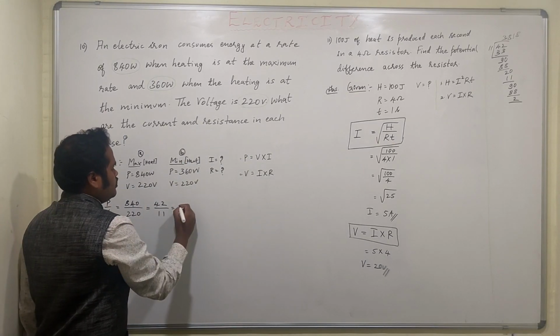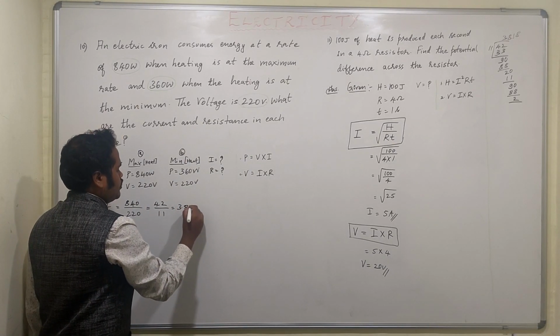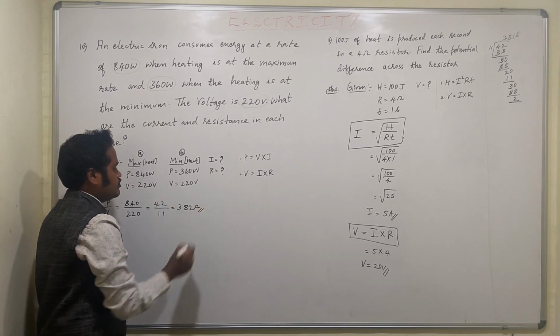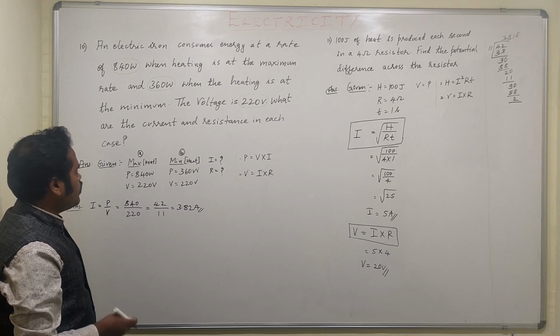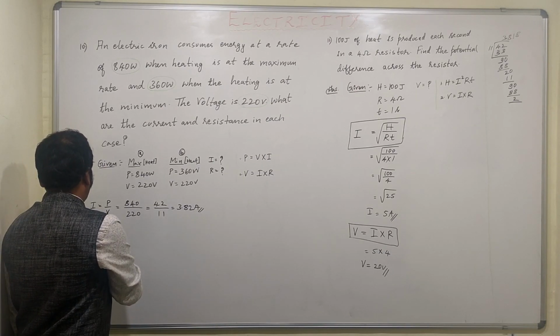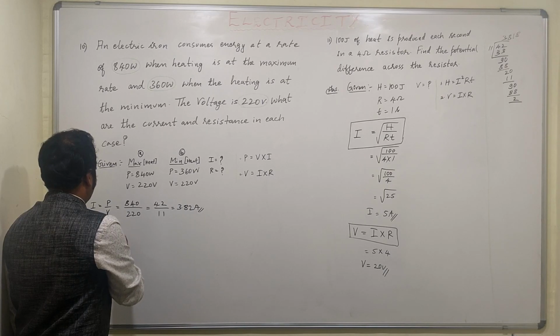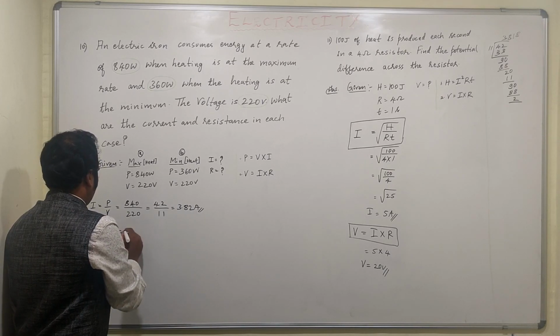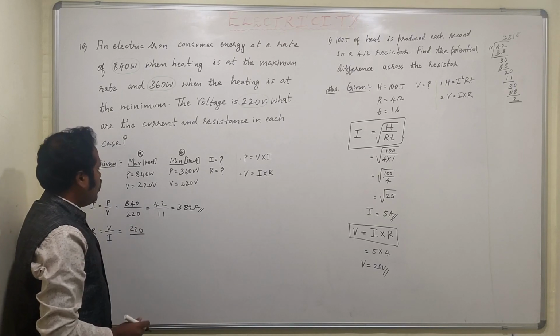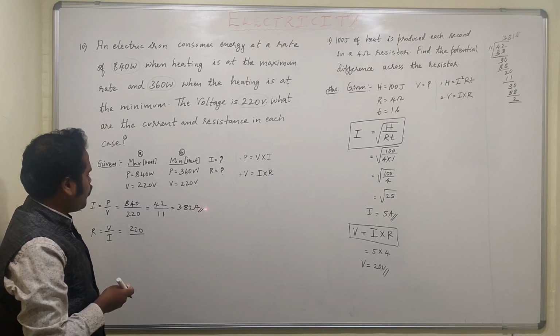42 divided by 11 is 3.82. The SI unit of current is ampere. So this is our I. Now we have to find out R. R is equal to V by I. V remains the same, 220 volt. What is our I? 3.82.